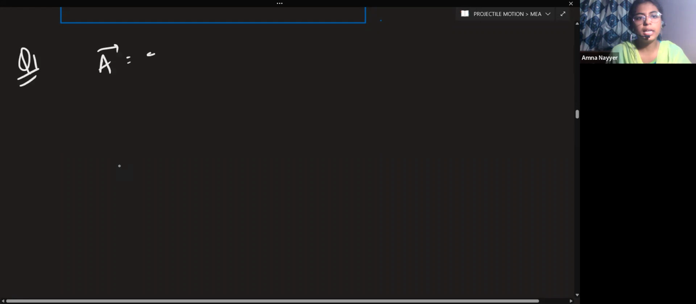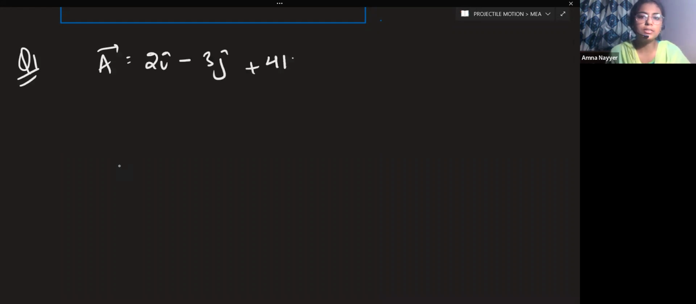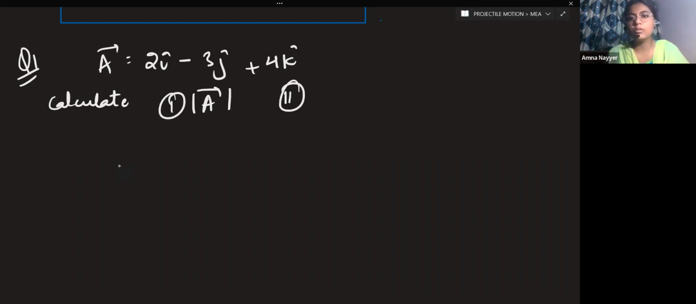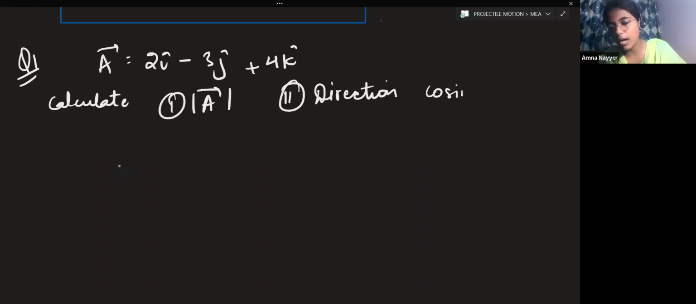So A vector is 2i cap minus 3j cap plus 4k cap. Now you have to calculate the magnitude of A. First part. Second part, you have to find out the direction cosines. Now, what are direction cosines? Direction cosines are what you have just written. I'll tell you.